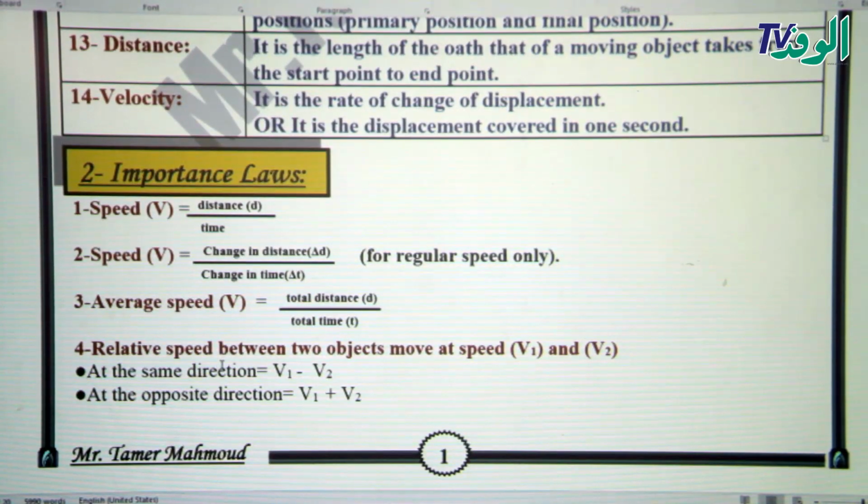Let's go back to the important laws in this unit, and we start with the first one, which is the speed. What is meant by the speed? What is the speed law? Of course you know, distance over time. Speed, another rule, the change of distance delta d divided by delta t. But this is for what? This is speed and that is speed. What is the difference between them? For any speed I want distance over time.